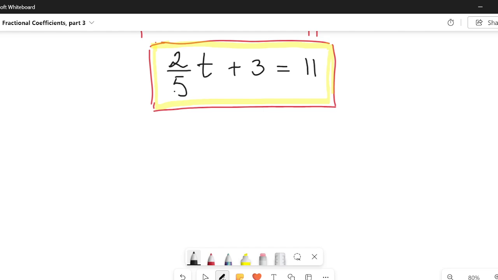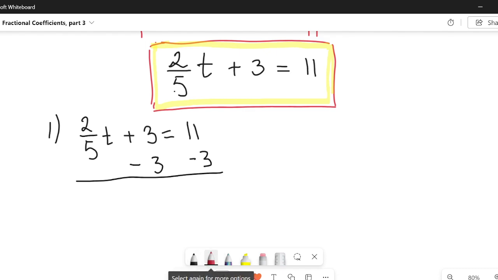So how are we going to solve this? What is the first step of solving this equation? I'm going to write this here, 2 over 5t plus 3 equals 11. What I will do first is subtract 3 from both sides of this equation. 3 take away 3 is 0, and I'm going to bring down 2 over 5t, equals 11 take away 3, which is 8. Now, how am I going to solve this equation, 2 over 5t equals 8?